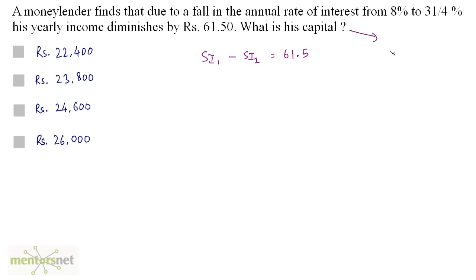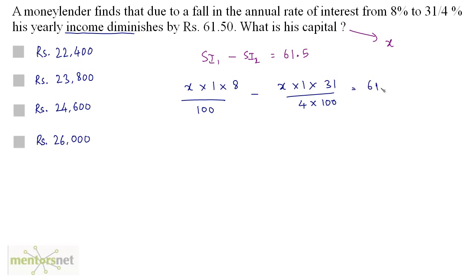Let this capital or the principal amount be X rupees, right? So previous interest is PNR upon 100, so that's X times N will be 1 because it is the yearly income, times the rate. The previous rate was 8%, times 8 by 100, minus the current interest, and that is again PNR upon 100, so X times 1 times the new rate is 3¼, so 3¼ divided by 100, so this becomes 4 times 100, right? It is equal to 61.5.